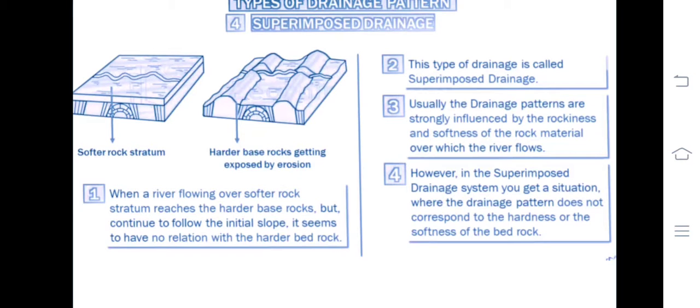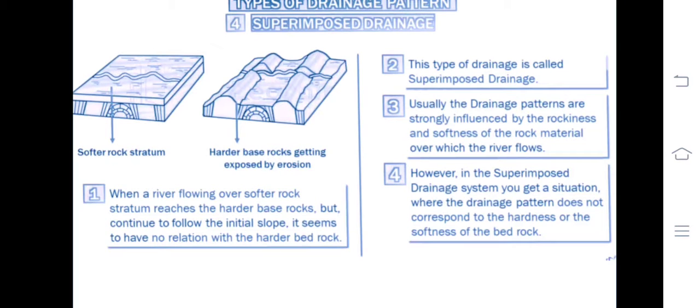But despite having, I repeat, despite having a harder rock on the surface, it will not prove a barrier to the original direction of the streams. That type of drainage pattern is called a superimposed drainage system. So simple. When a river flowing over a softer rock stratum reaches the harder base rocks with the passage of time, but continues to flow along the initial slope, that means it does not change its position or its direction. It seems to have no relation with the harder bedrock. They are following the same direction.